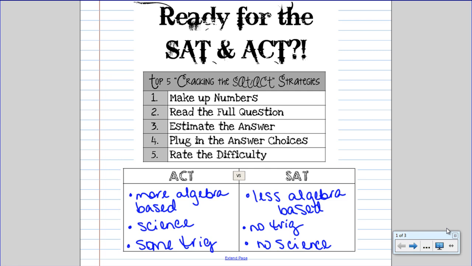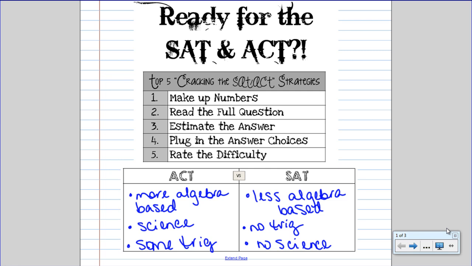Now to the differences between the SAT and ACT. There are definitely more than this, but I listed three. The ACT is definitely more algebra based. There's a lot more factoring, there's a lot more solving equations than there are in the SAT. The SAT is changing that, and they're moving more towards an ACT type test where it is more algebra based, but currently it's the other way around.